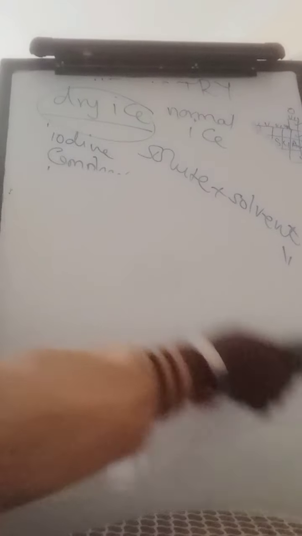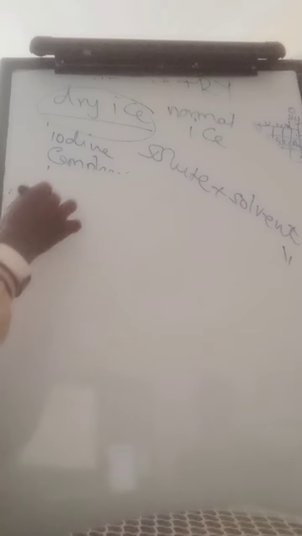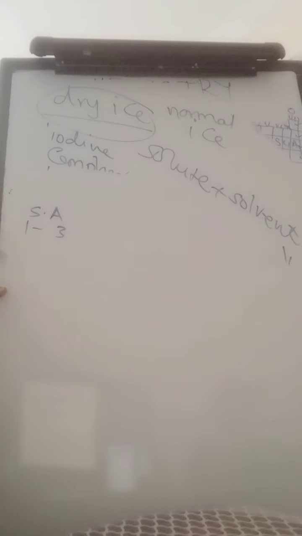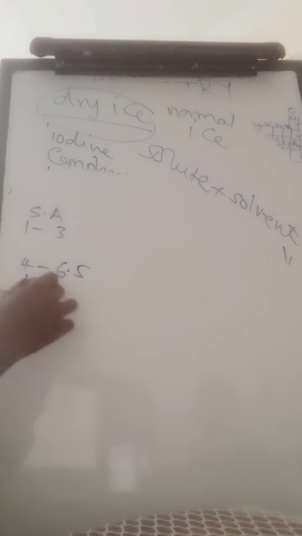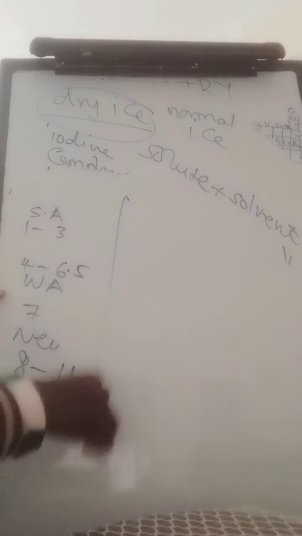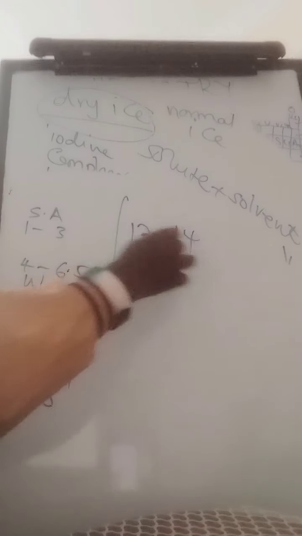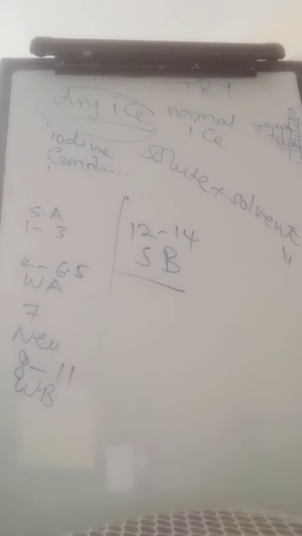9. Yeah, the teacher says that from 1 to 3, that must be a strong acid. Then 4 to 6, maybe 6.5, that is actually a weak acid. Then 7 is what? Neutral. Then 8, 9, 10, 11, that's actually a weak base. But if you come from, let's say, 12 to 14, that must be what? A strong what? Base. Strong base.